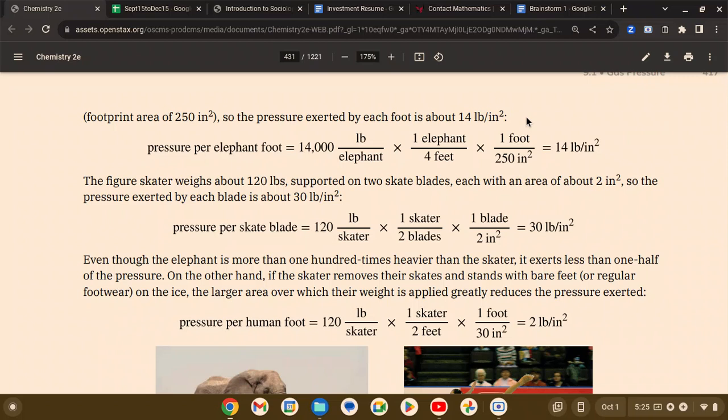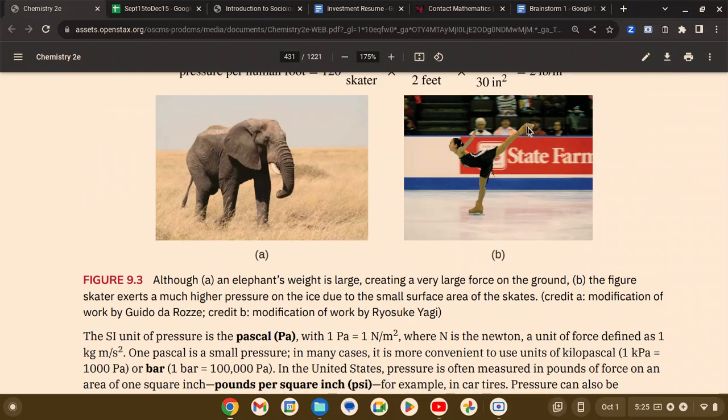Even though the elephant is more than 100 times heavier than the skater, it exerts less than 1/2 of the pressure. On the other hand, if the skater removes their skates and stands with bare feet or regular footwear on the ice, the larger area over which their weight is applied greatly reduces the pressure exerted. So it goes down to 2 pounds per inch squared.